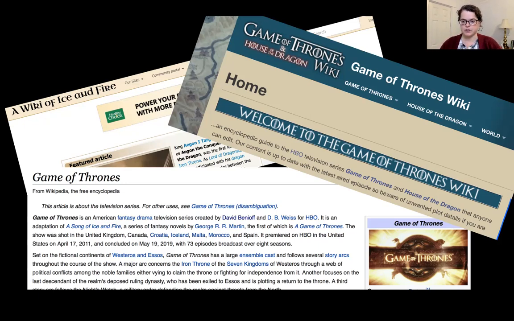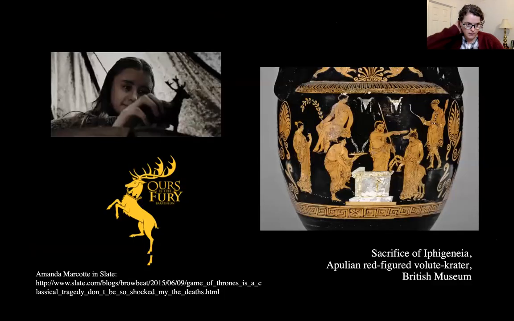To confirm our suspicions, and I'm borrowing here from the excellent Amanda Marcotte in Slate, when Shireen is led out, she is clutching a stag figurine. And you can see it in that picture there.